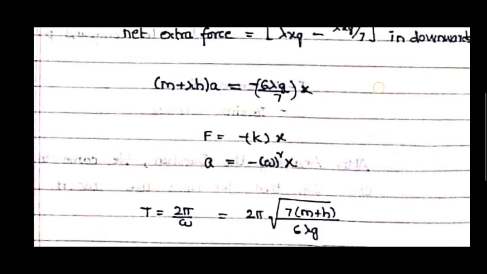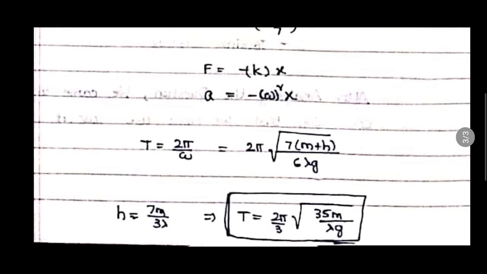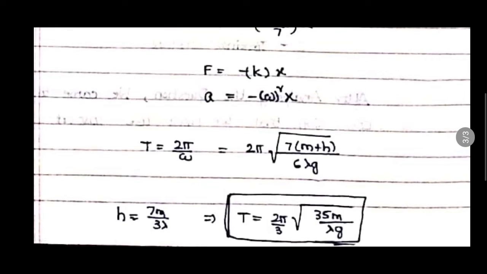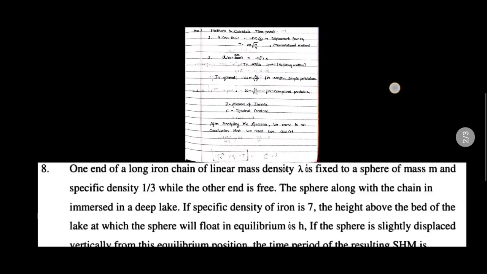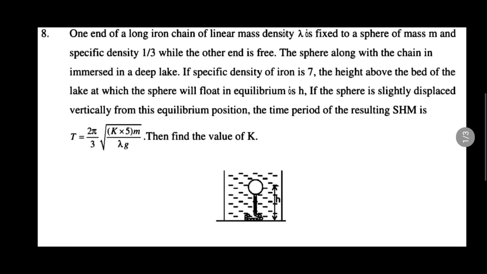Substituting the h value, we will get the value of T equal to 2 pi by 3 root over 35m by lambda g. According to the question, we have to find the value of k. Here k into 5 is 35, then k is 7. I hope you all have understood this question.